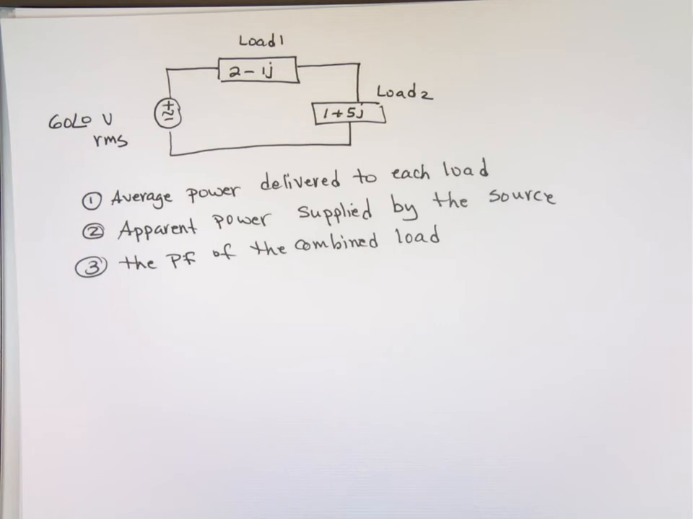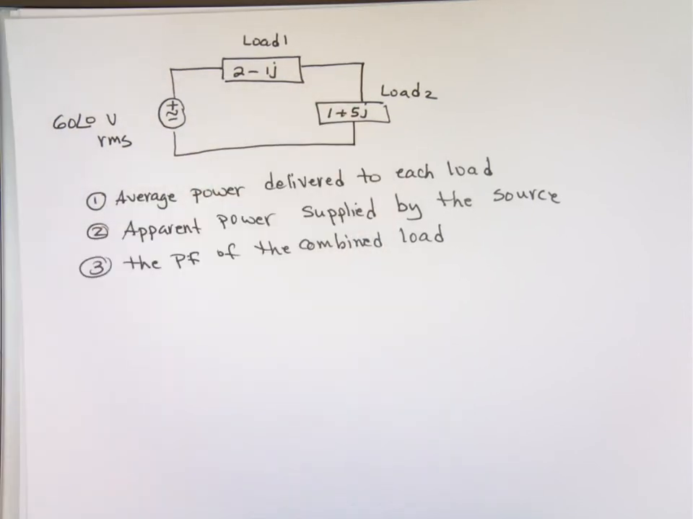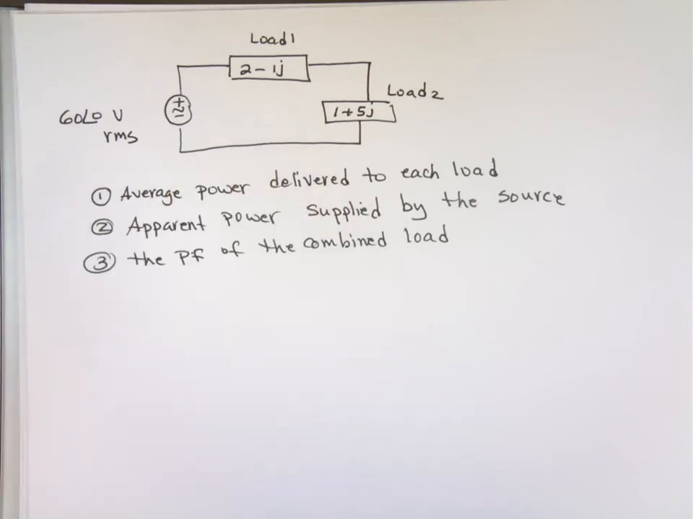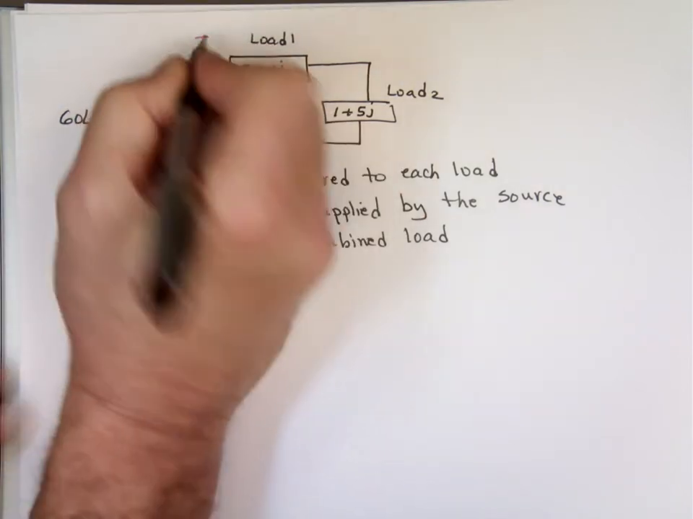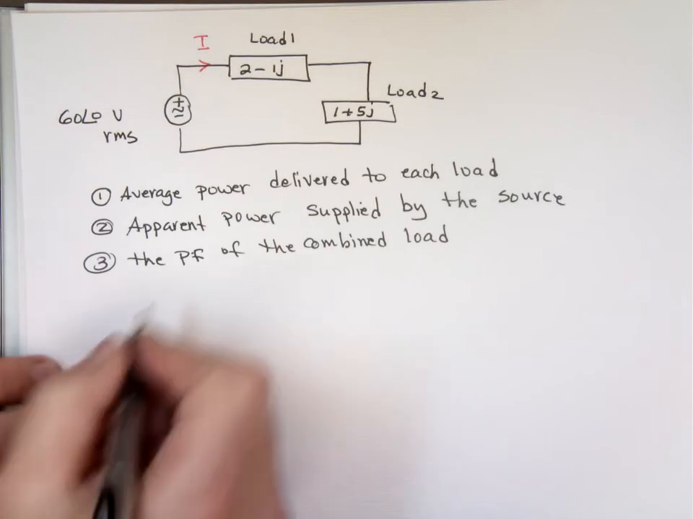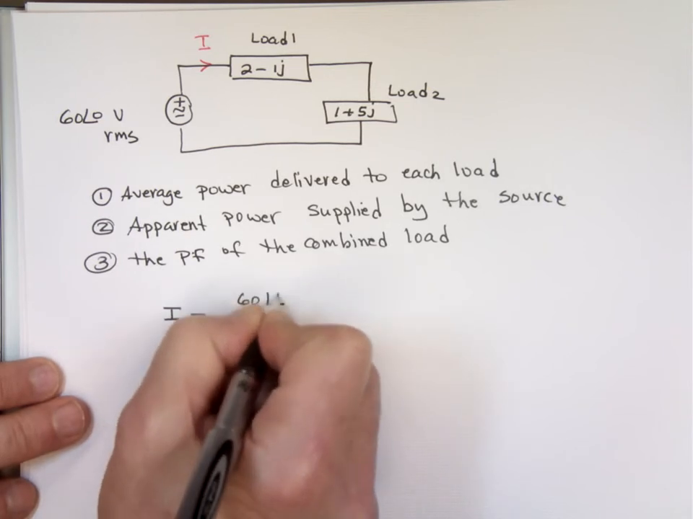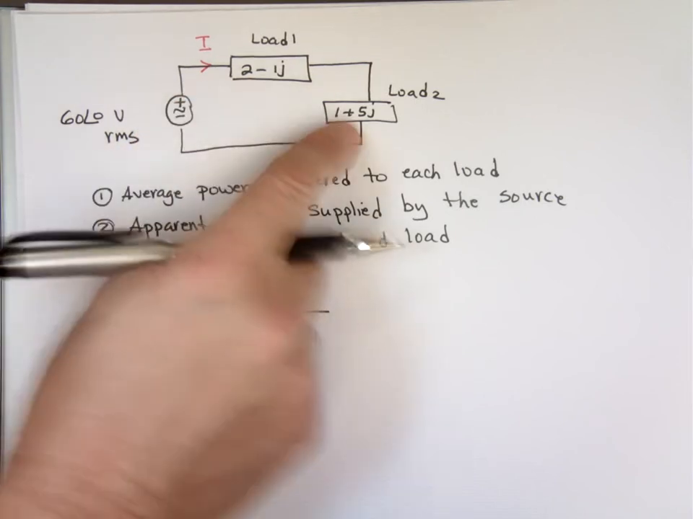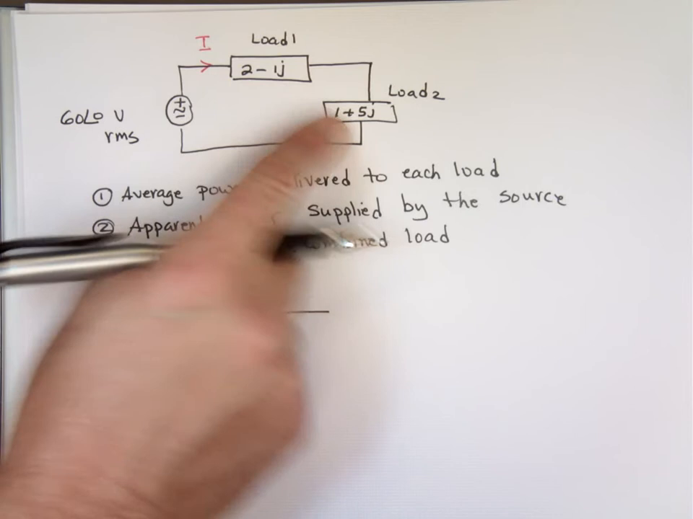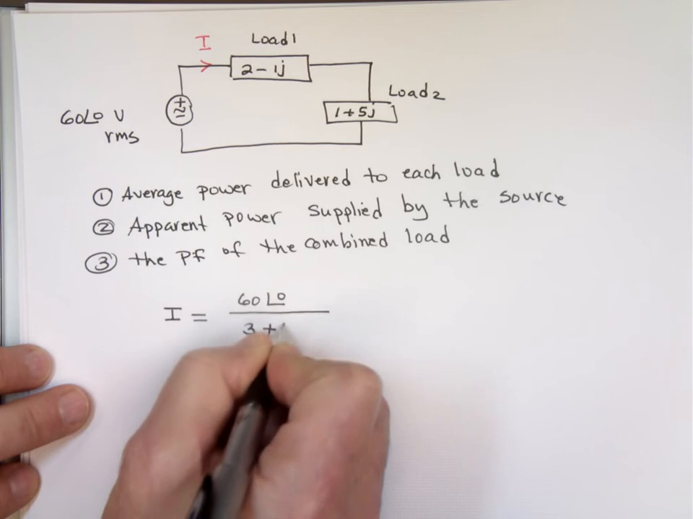Well, these two loads are connected how? In series. So I can combine them into one without affecting the current going through it, because I know the voltage here, I just need to know the current. What is my current going to be? It's the voltage, which is 60 angle zero, divided by the sum of these two. When you add these two loads, what do you have? 3 plus 4j.